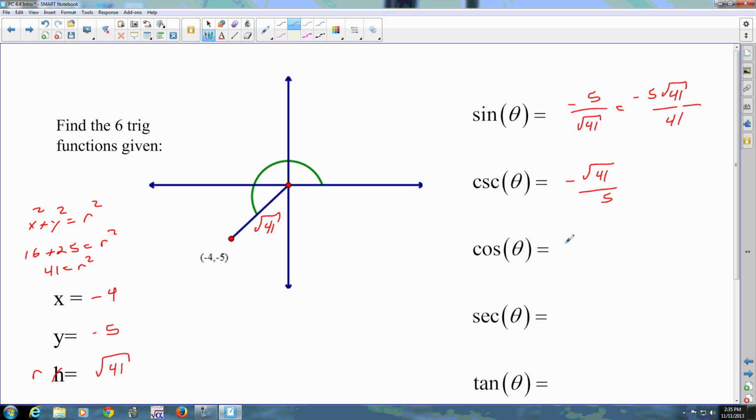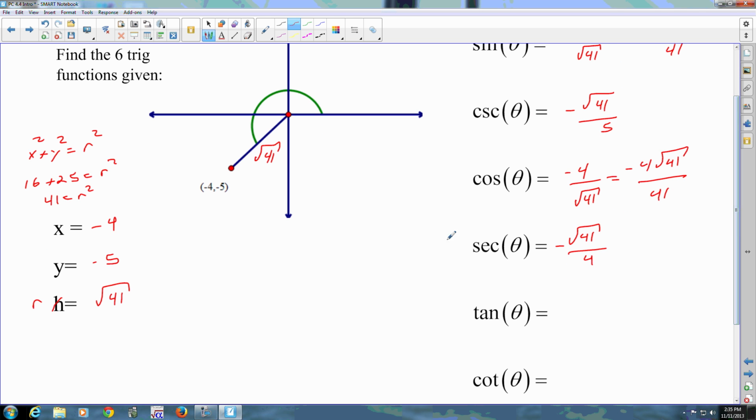Cosine is going to be your x value over your hypotenuse. Rationalize it, and you get negative 4 square root of 41 over 41. Secant is the reciprocal. So again, take the reciprocal of the easier one. Don't do it of the harder one. Okay? Tangent is your y over your x. So negative 5 over negative 4. So it's going to be 5/4. Cotangent is the reciprocal, 4/5. Pretty easy.